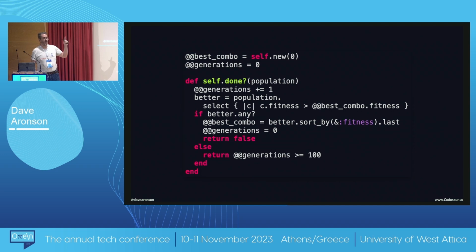And when the function is called, we increment the generation counter, look at the fitness of the current candidates, and select the ones better than our current benchmark. If there are any, then we set the fittest one as our new benchmark, reset the generation counter, and return false, meaning, no, we're not done yet. Else, if there are none, if we have hit 100 generations, yay, we're finally done. Otherwise, no, we're not.